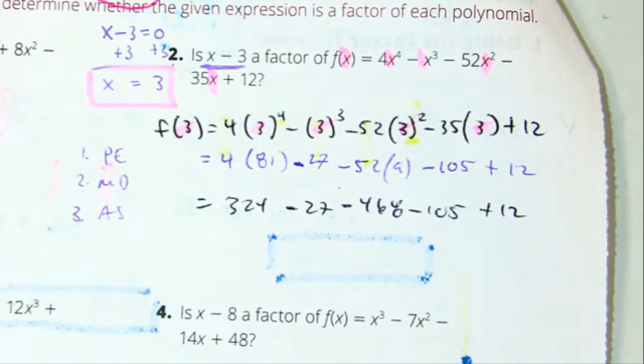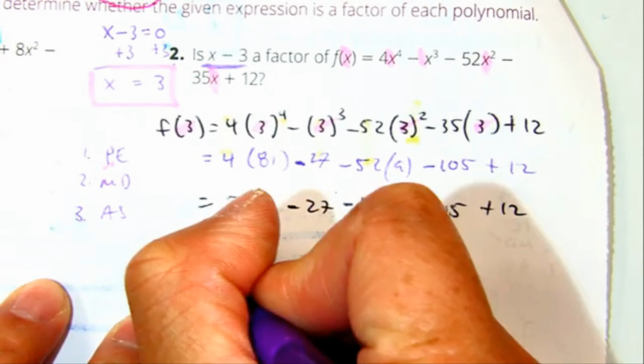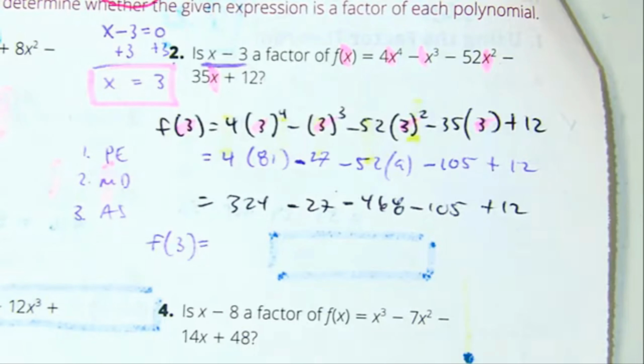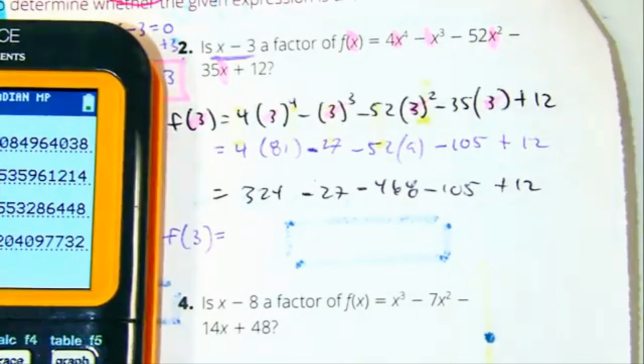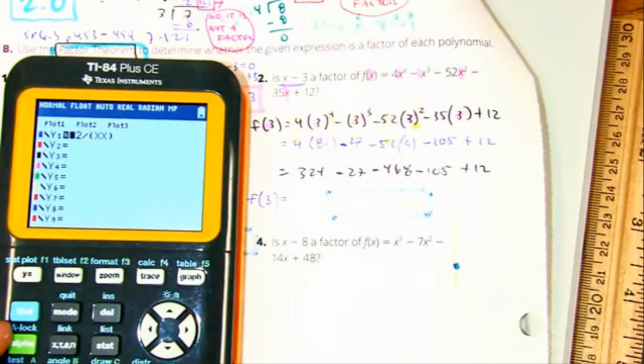Selena? If I add all of those together, what did you get? Negative 264. Raise your hand if you got negative 264. Double check.